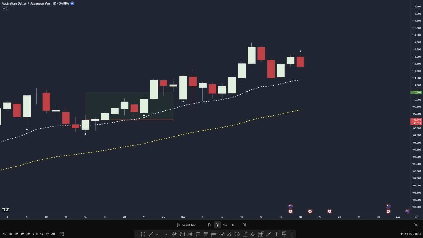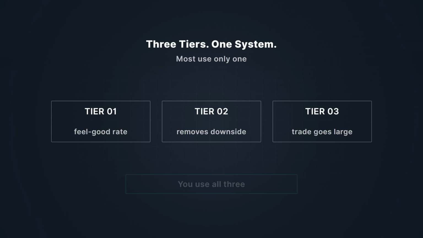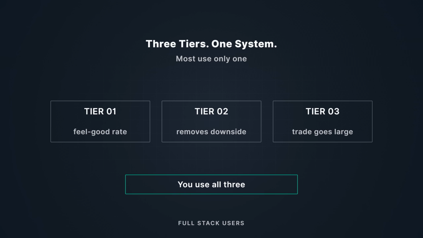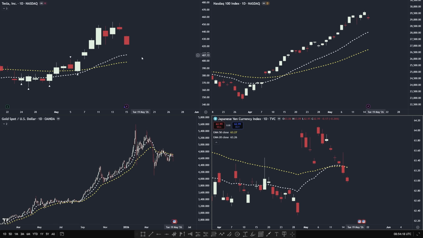This exit is asymmetric on purpose. Tier 1 creates a high feel-good rate. Tier 2 removes downside. Tier 3 gives the trade a chance to become large. Most traders only do one of these. You're different. Now, imagine it is Monday morning.